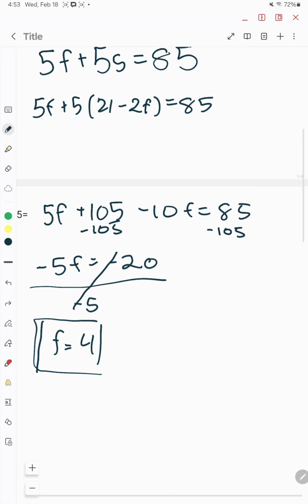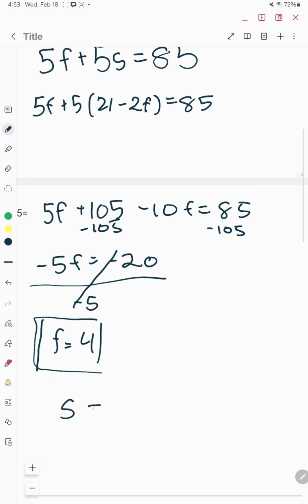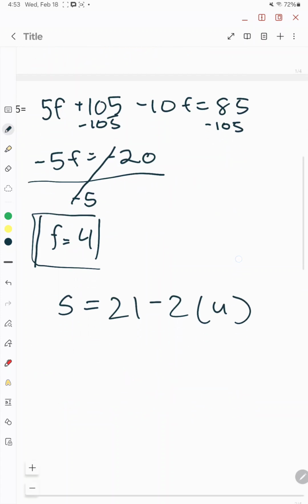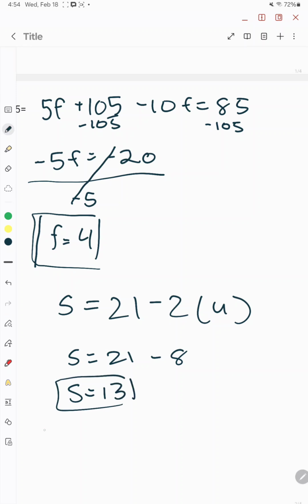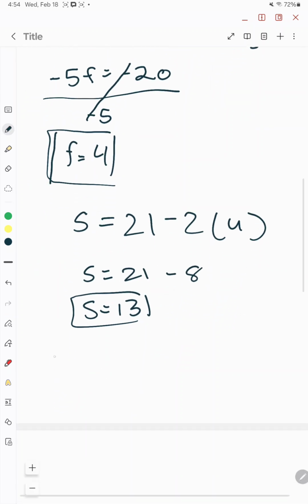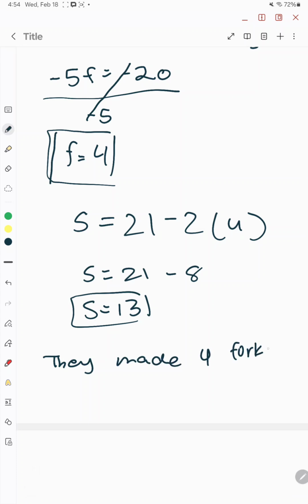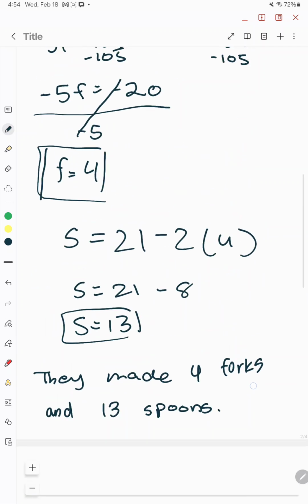So S is equal to 21 minus 2 times 4. So S is equal to 21 minus 8. S is equal to 13. So we have our answer. They made 4 forks and 13 spoons.